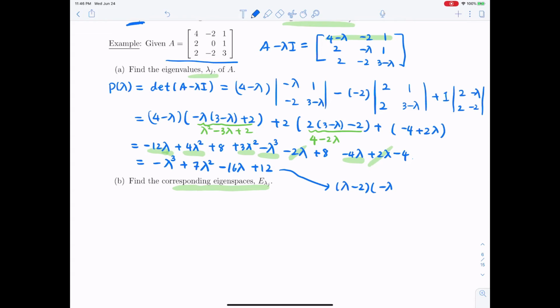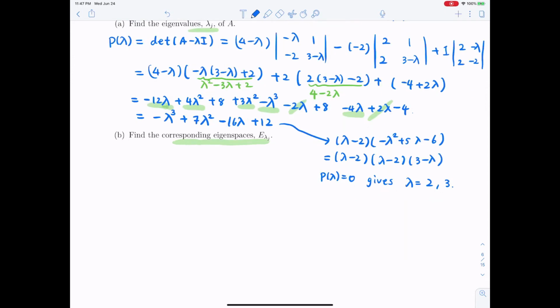times negative lambda squared plus 5 lambda minus 6, which is lambda minus 2 times lambda minus 2 times 3 minus lambda. So the roots of the characteristic polynomial should be 2 and 3. In this case, 2 has multiplicity 2, and this is because lambda minus 2 has an exponent of 2 in the characteristic polynomial.